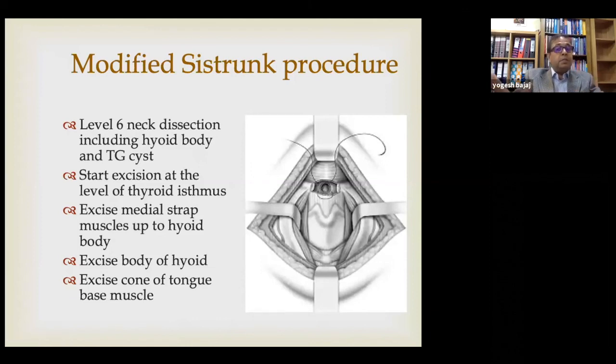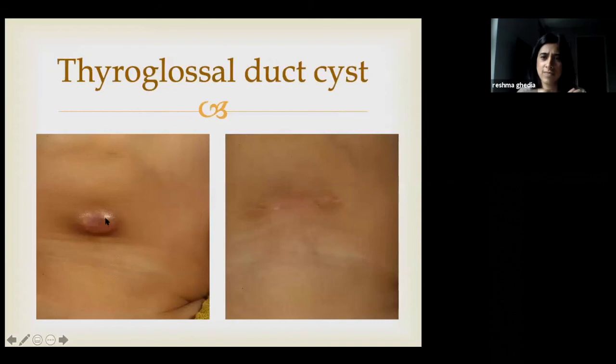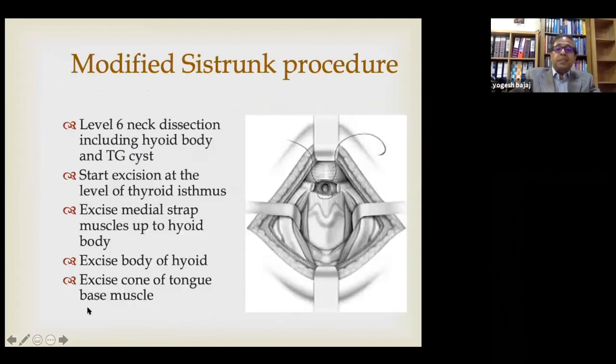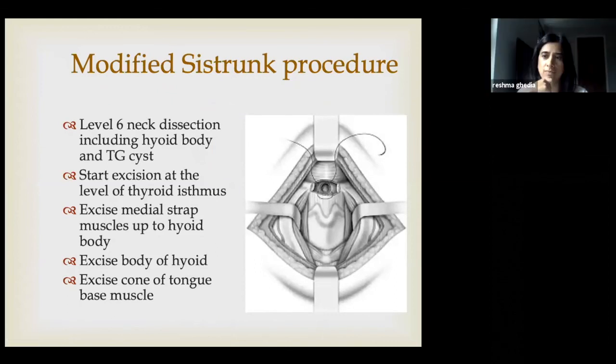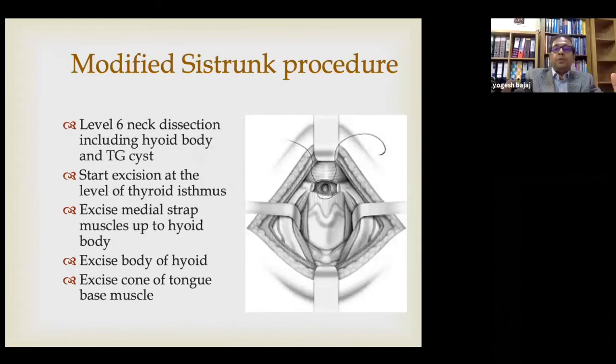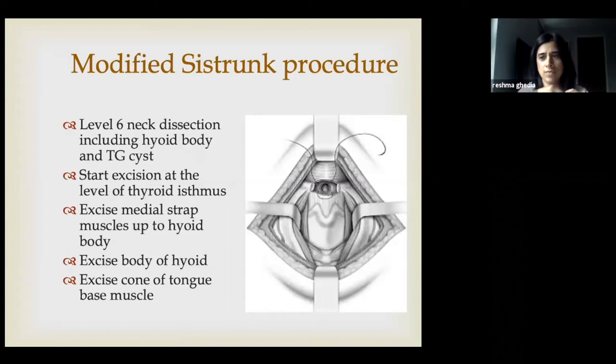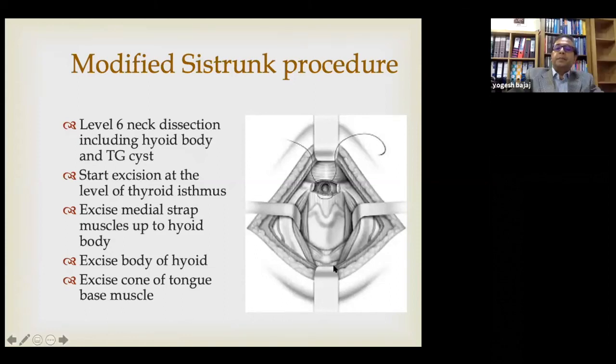Yes, it sounds extensive for something tiny as this one, and you're doing a level 6 neck dissection, but that's the proper treatment. Do it one-off, do it big, and it'll give you good results. Start right at the level of the thyroid isthmus at the bottom and excise all these strap muscles. Keep going till you hit the hyoid bone. Excise the body of the hyoid and keep going, literally a cone of the tongue base.